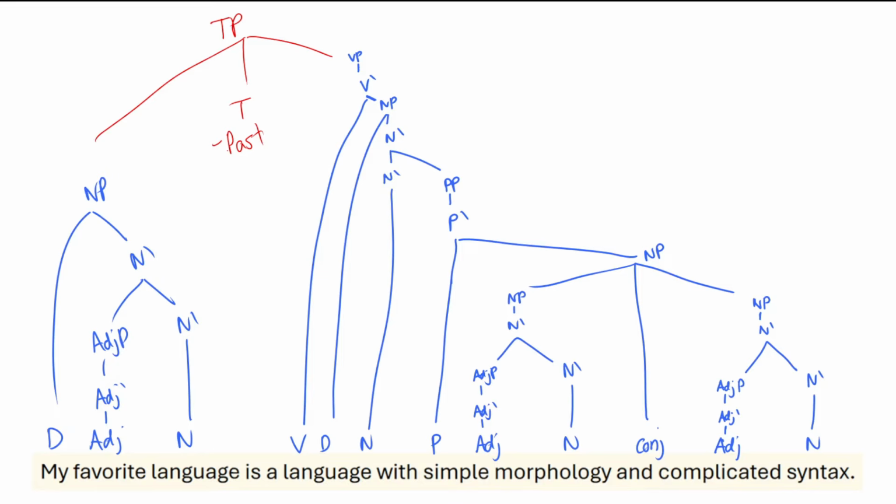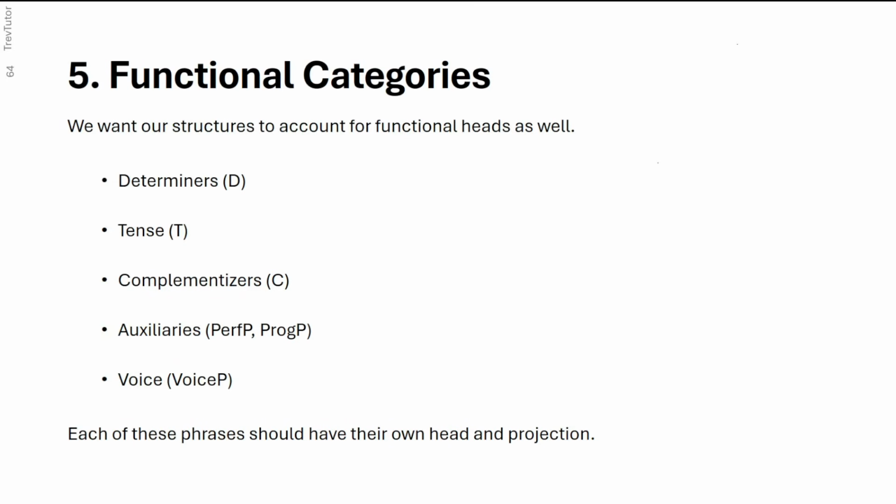So that's just a basic primer to X bar theory, and we're going to now talk about adding functional categories like tense phrases, complementizer phrases, and determiner phrases. At this point, we can now start talking about functional categories. So we want our structures to account for all of our functional heads as well. So things like determiners, tense, complementizers, auxiliaries, and voice. So what this means is that each of these types of words should have their own phrase and therefore their own projection through bar levels as well.